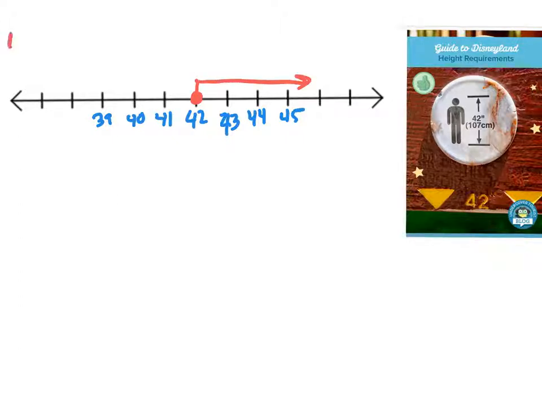See, anything that's on the left side is going to be less. Anything that's on the right side is going to be greater. Okay? So anything on the right side is going to be greater. Anything on the left side is going to be less, right? So less, left, less, right, greater.